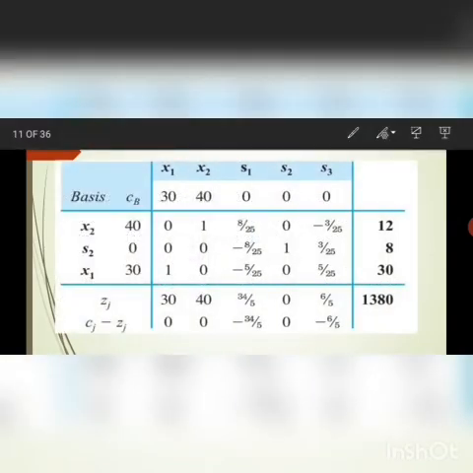As you can see, we have x sub 1 equal to 30, x sub 2 equal to 12, s sub 1 is 0, s sub 2 is equal to 8, and s sub 3 is 0. As you can see, the optimal solution with c sub 1 equal to 30 is the same as the optimal solution with c sub 1 equal to 50.